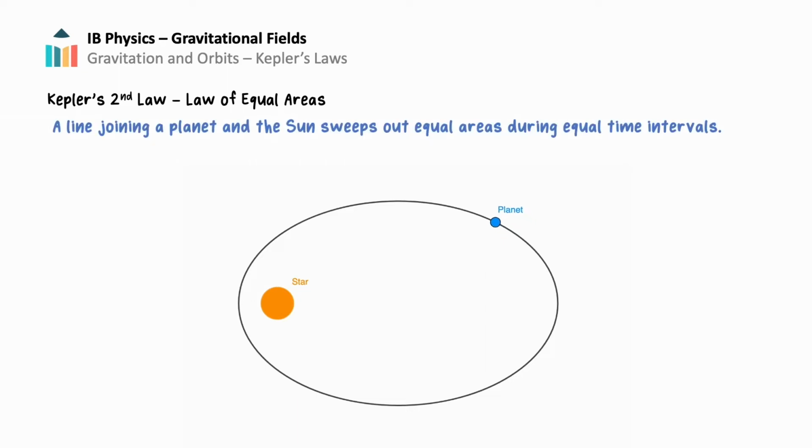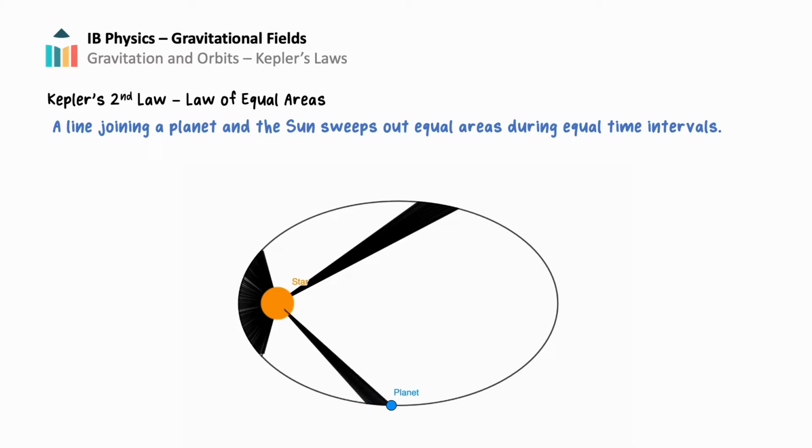Kepler's second law, the law of equal areas, states that a line joining a planet and the Sun sweeps out equal areas during equal time intervals. As an example, as this planet sweeps out the black area in some amount of time, at any other point in its orbit, it will sweep out the same area in that same amount of time. Therefore, all of the black areas that are being swept out are equal. And the law says that if we do that anywhere else, as long as the time interval is the same, the area swept out will also be the same.